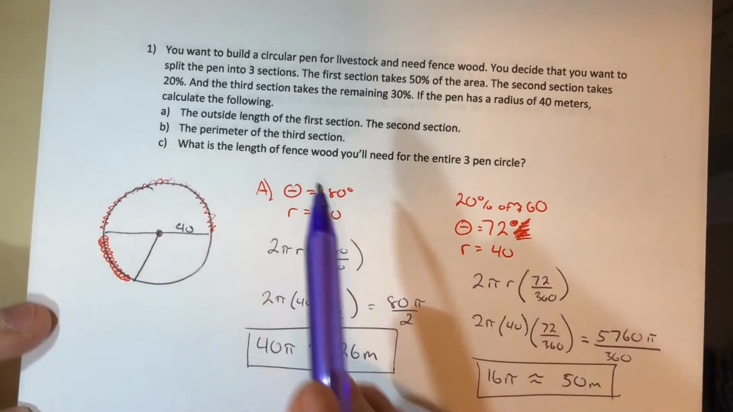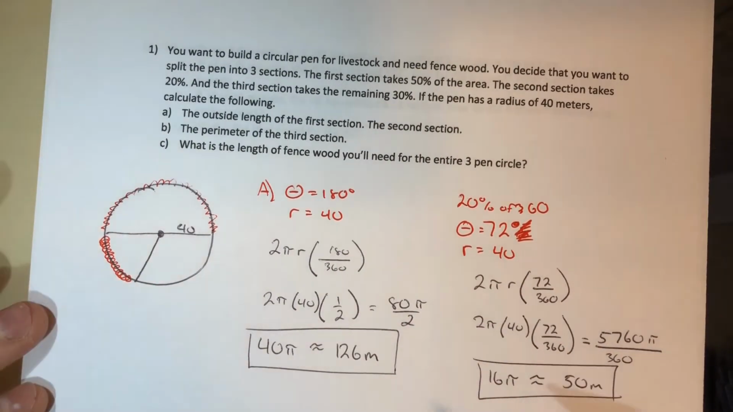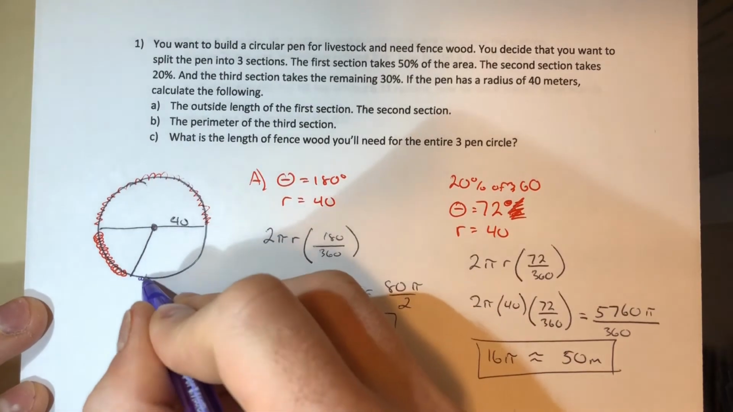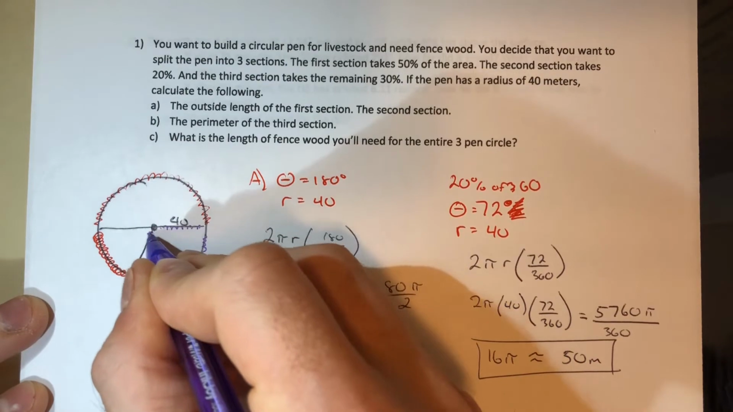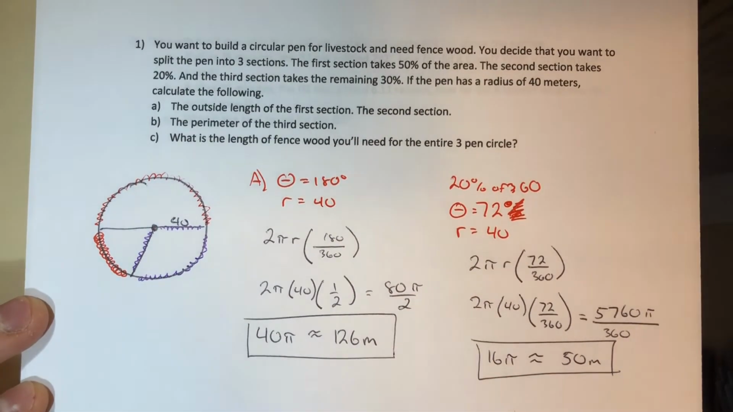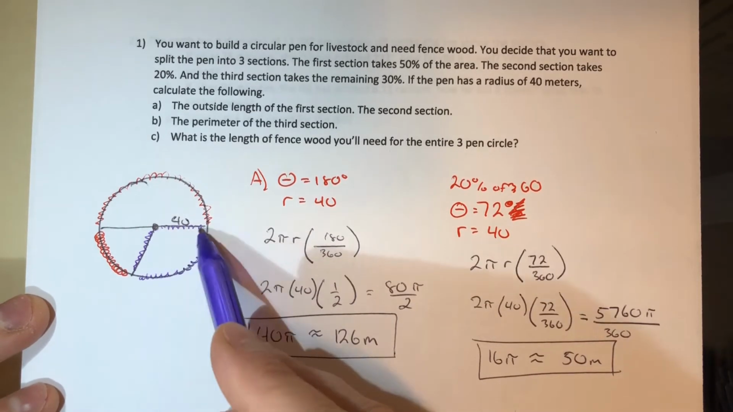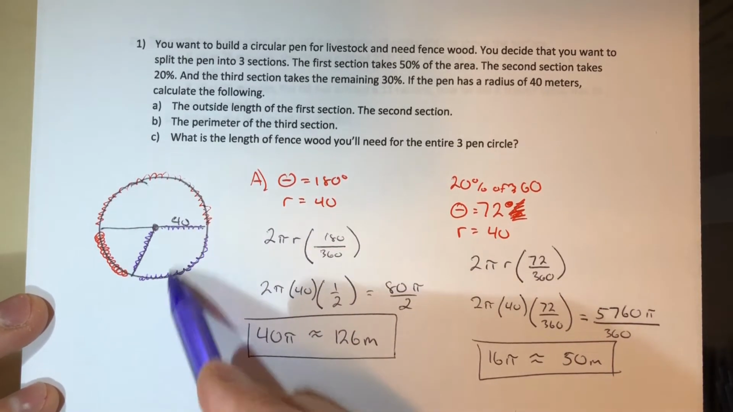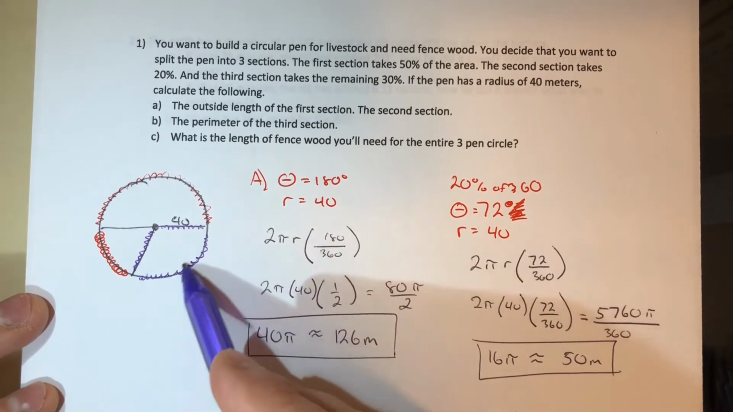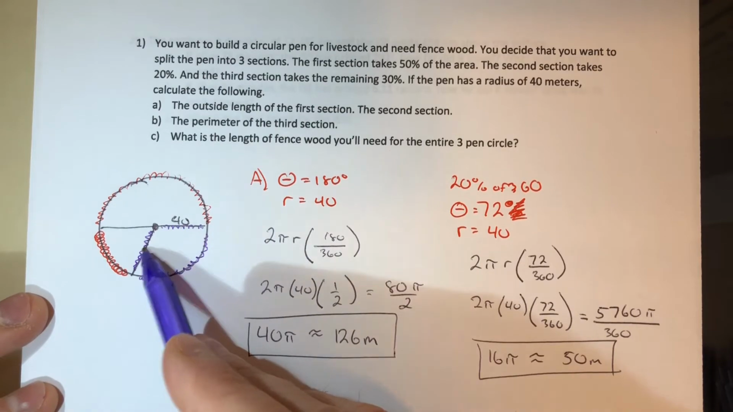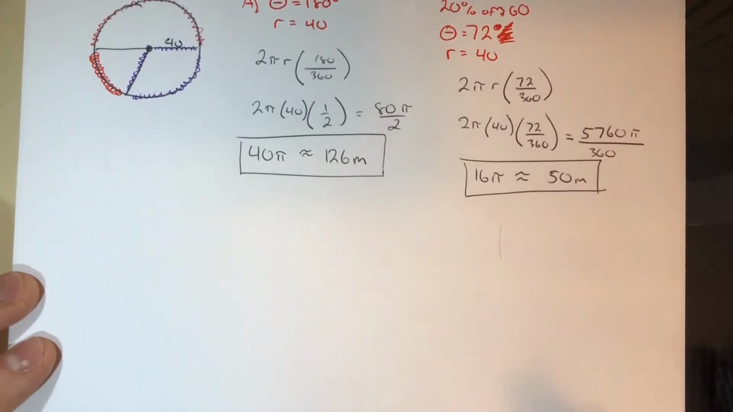Now B asks a slightly different question. It wants the perimeter of the third section. So not only does it want the outside edge, it wants the inside edges as well. Which means we're just going to have to do arc length again, because how long is this section? Well, 40, which means if this is also a radius, this is also 40. So I'm just going to find the length of this arc and then add 40 and 40, so I'm going to add 80 to that total. Let's take a look at how that would be found out.